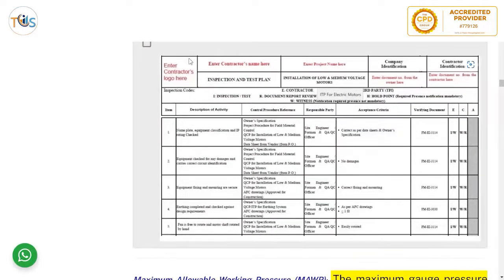As you can see here, there's normally a logo of the contractor, the job identification of the contractor or the purchase order, their own internal number, and the company or the purchase order number, the company's number, and the title of the job, which is here a medium voltage motor, and it says what this is: I is for inspection or test, R is for review of document or report, H is hold, W is witness.